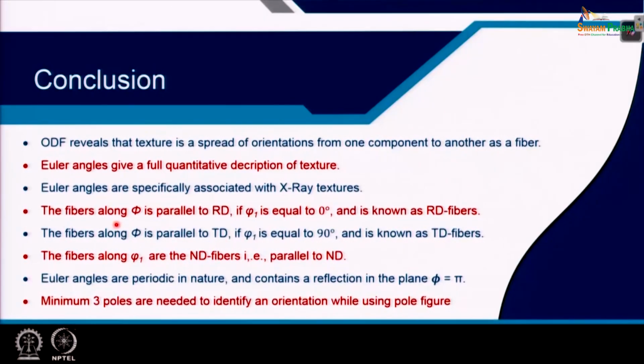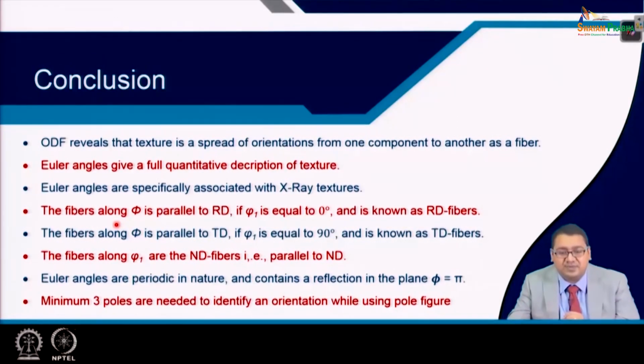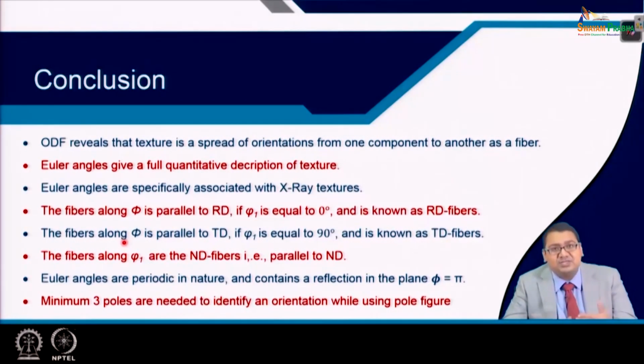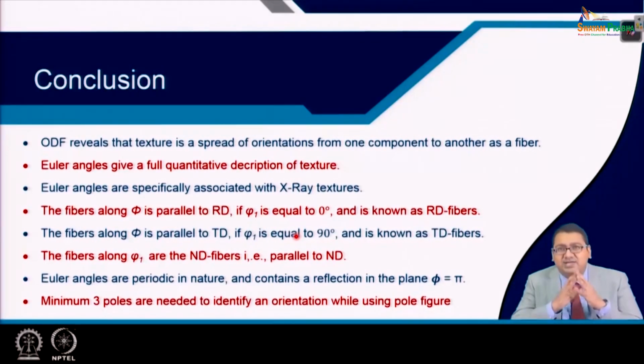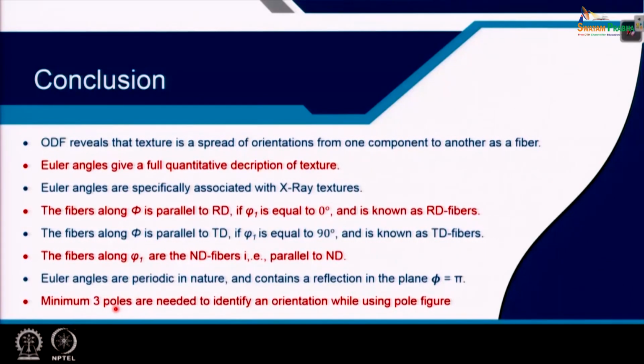The fibers that form along phi are parallel to RD if phi 1 is equal to 0 and are known as RD fibers. The fibers along phi are considered parallel to TD if phi 1 is equal to 90 degrees and are known as TD fibers. The fibers along phi 1 are always the ND fibers, because they are always parallel to ND. Euler angles are periodic in nature and contain a reflection of a plane in a plane which is at phi equal to pi. And finally, a minimum of three poles are needed to identify an orientation while using a pole figure. Thank you.